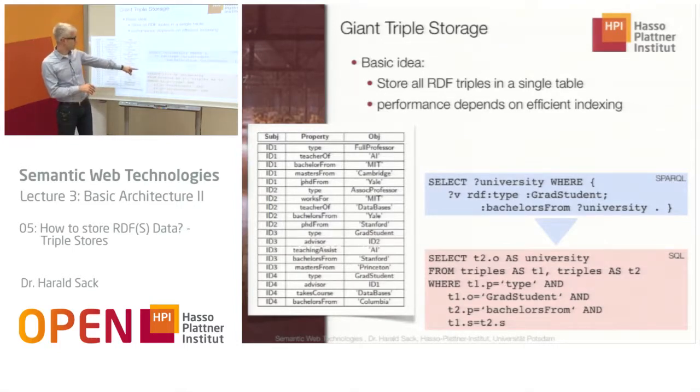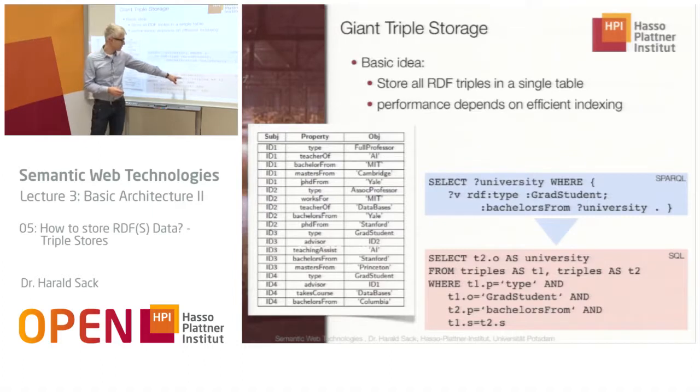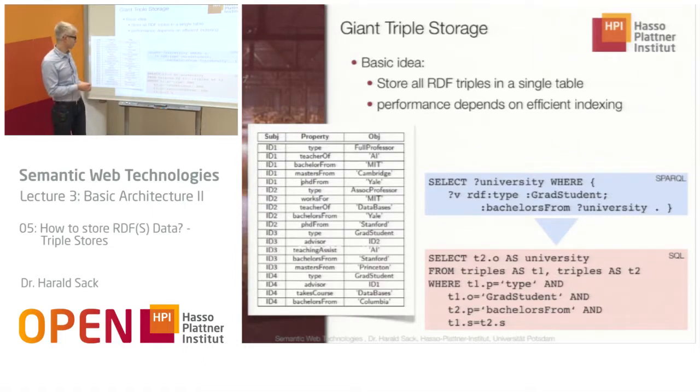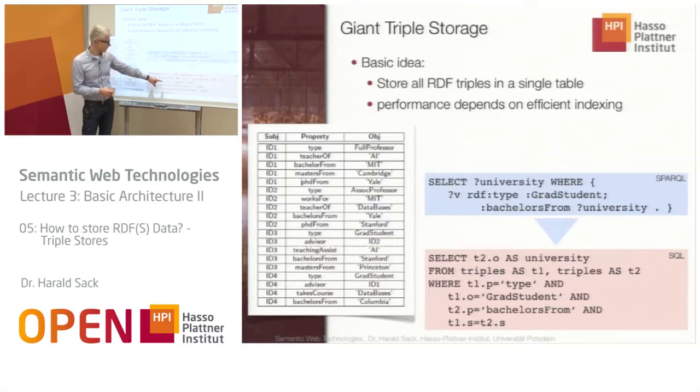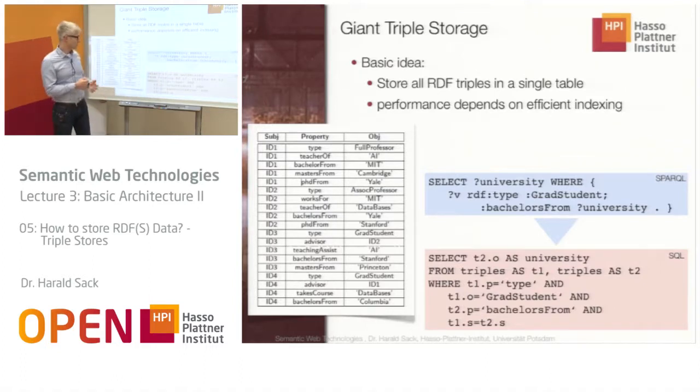And as you see here, because we select 2 different graph patterns, we have to make a self-join on this single table, and we select triples from T1, and we select triples from T2. So we select from this table twice. In the first step, we want to take out all rows that have the type grad student, and we want to combine that with the bachelors that have the bachelor from the same university. So in that sense, you can translate a SPARQL query into a SQL query.